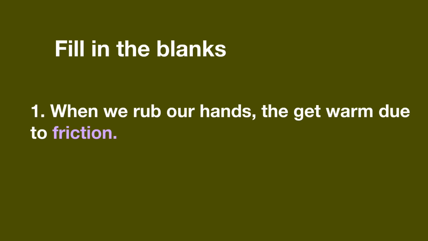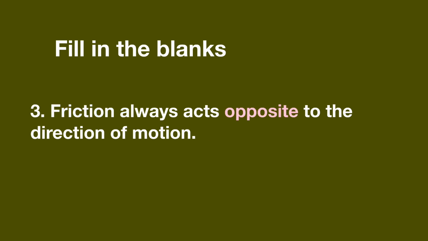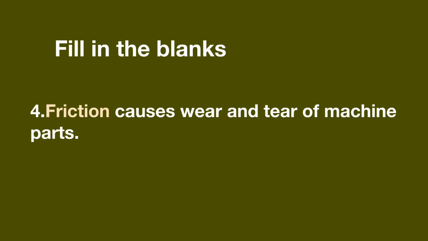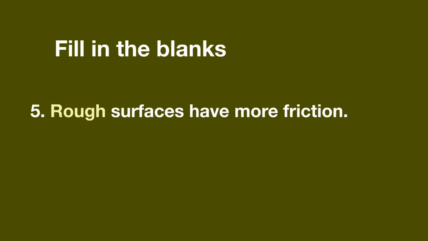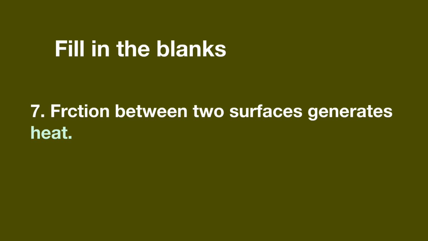Fill in the blanks. When we rub our hands, they get warm because of friction. Lubrication is a method of reducing friction between machine parts. Friction always acts opposite to the direction of motion. Grease is an example of a lubricant. Friction causes wear and tear of machine parts. Rough surfaces have more friction. Polishing the surface of an object reduces the friction. Friction between 2 surfaces generates heat.